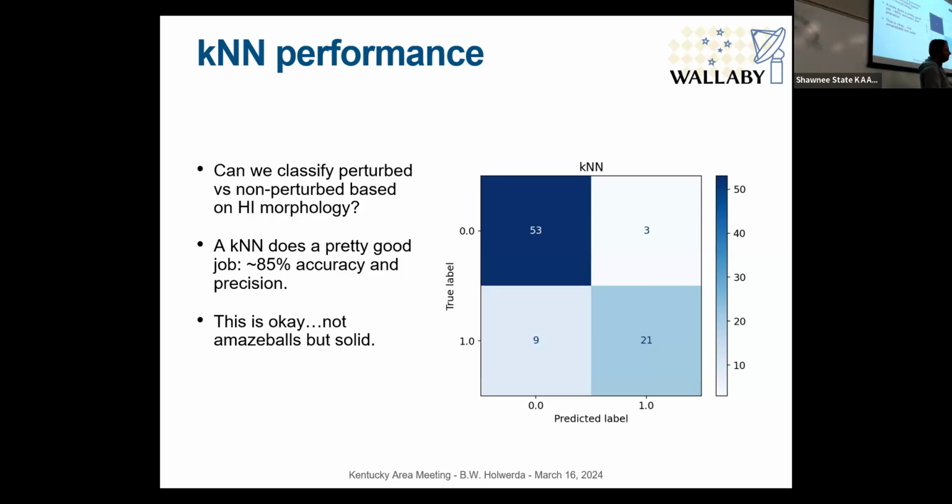But there's still some on the off axis. It's okay. Not amazeballs, but a lot more solid. 85% is pretty good for something as fuzzy as morphology. So I'm pretty happy with this.